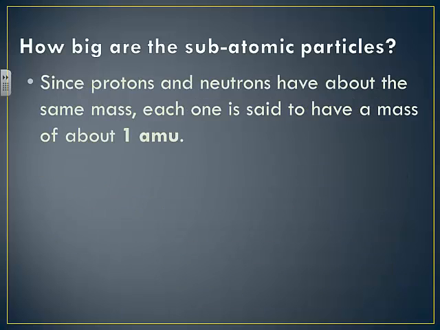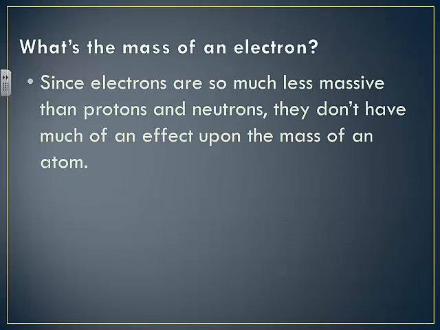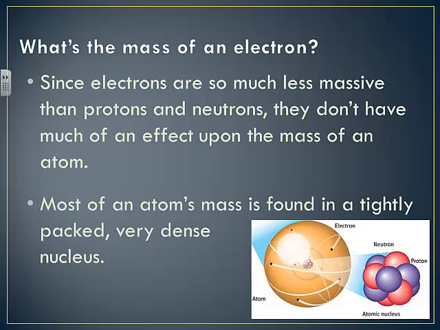Since protons and neutrons have about the same mass, each one is said to have a mass of about 1 atomic mass unit. Electrons, however, are much smaller, about 1,840 times smaller than a proton, or you could think of it as 1/1840th of the size of a proton. Since they're so much less massive than protons and neutrons, they don't have much of an effect upon the mass of an atom.